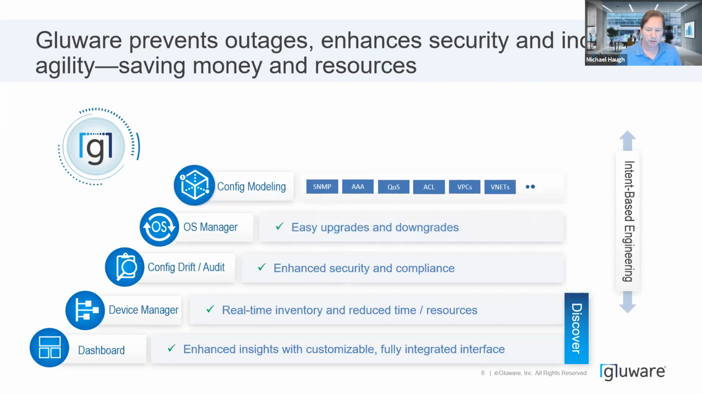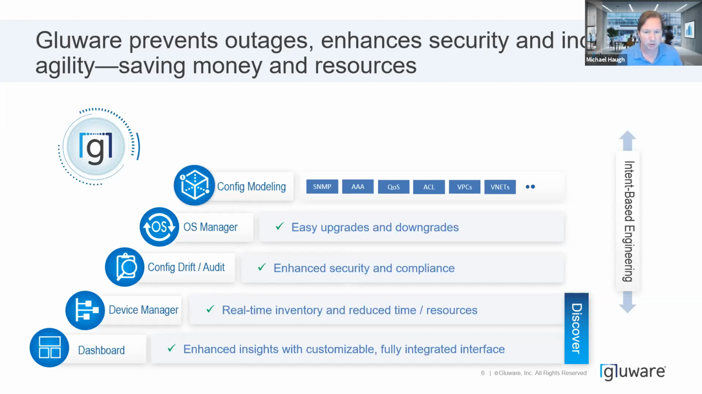Config modeling is a really fundamentally game-changing way to manage configurations, because we are transforming vendor CLI, which is low-level commands, and we wrap it in data modeling, and we're able to break it down on a per feature basis. Some examples of the features you see here.